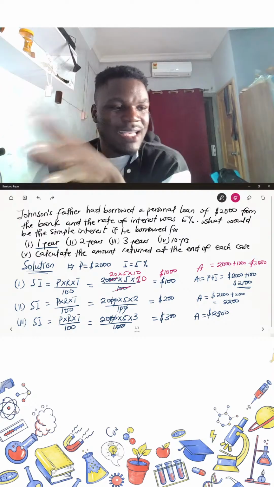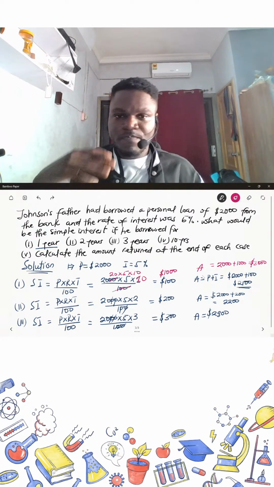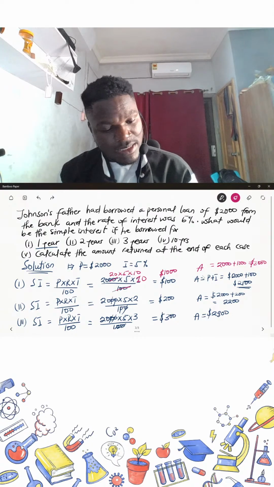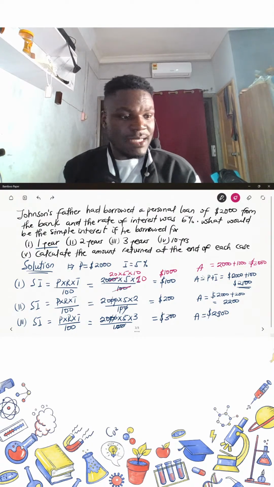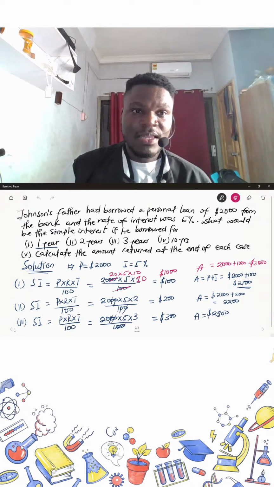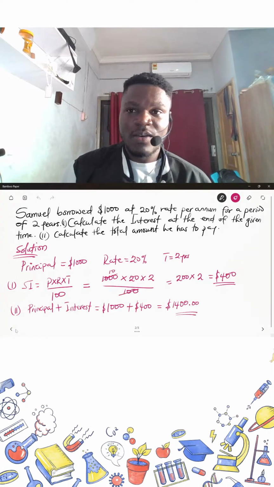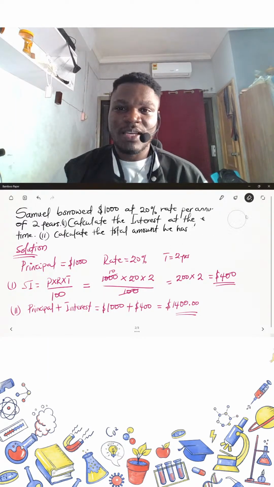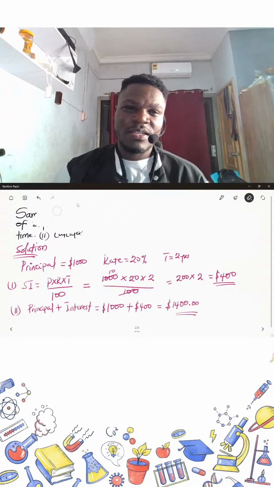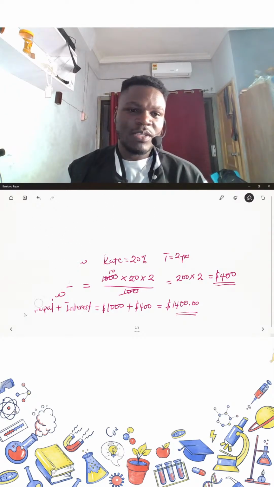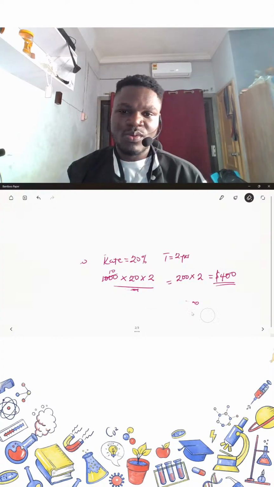All right, so this is the basic concept of simple interest. It's very easy to understand. Like I said, the formula is principal times rate times time all over 100, and that is all you need to know. The rest is just basic calculation and multiplication. Are you okay? All right, so let's have a look at some change of subject when it comes to simple interest.